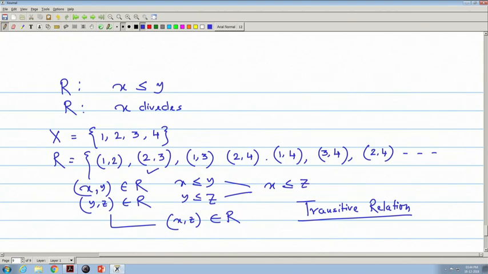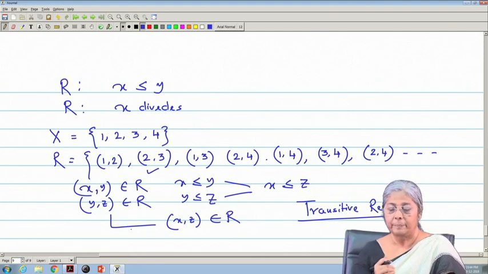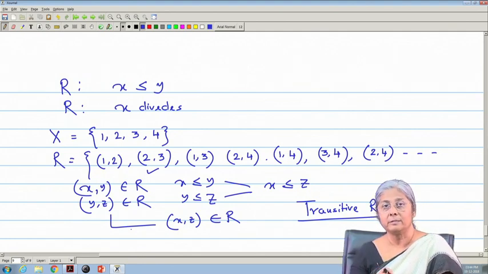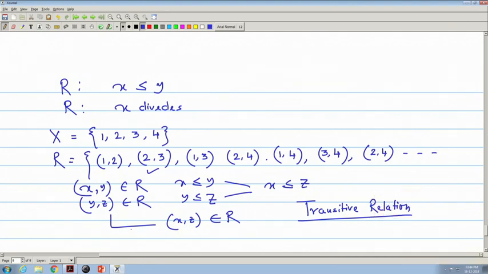And similarly, for x divides y, we know that if (x, y) is in the relation and then y divides z, then x must divide z. So, this is also a transitive relation.